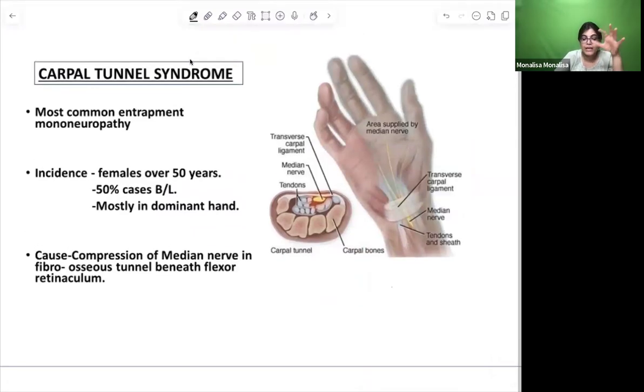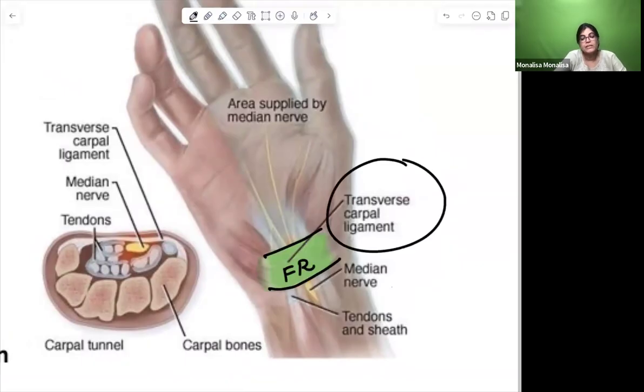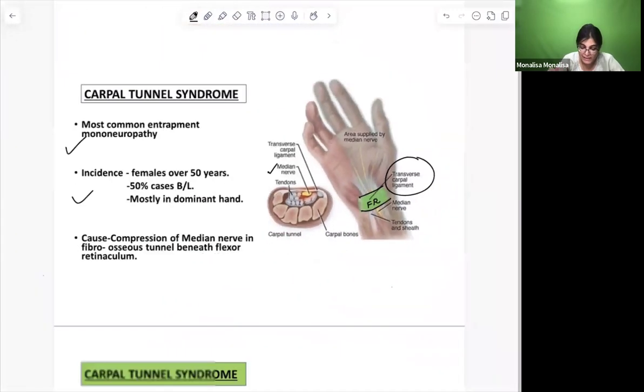Now, where will the injury be? We know that the median nerve passes beneath the flexor retinaculum. It passes in the carpal tunnel, which is a space that lies beneath the flexor retinaculum. Here you can see this is the flexor retinaculum, also called the transverse carpal ligament. The nerve passing beneath it is the median nerve, and it will be compressed in this area, leading to median nerve compression, carpal tunnel syndrome.